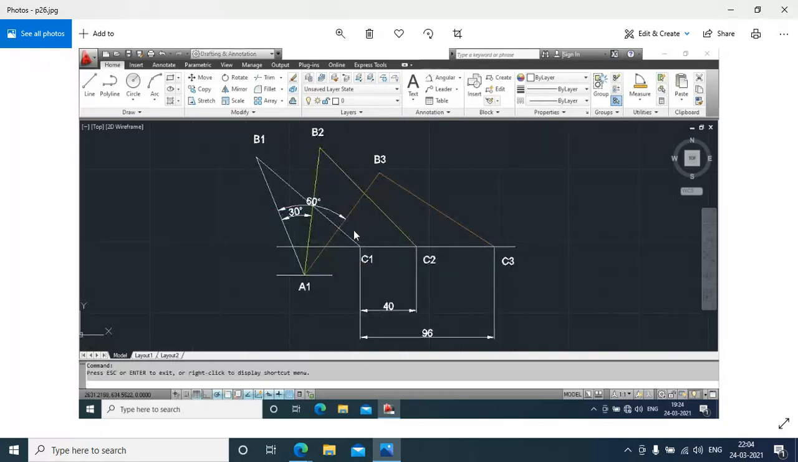So these are the three positions of the slider crank mechanism. A1, B1, C1. Now rotating A1, B1 by an angle of 30 degrees, we get A1, B2, C2, where C2 is at a distance of 40 mm from C1. Now rotating A1, B1 by an angle of 60 degrees gives us A1, B3, C3, where C3 is at a distance of 96 mm from C1. So this is our third problem.